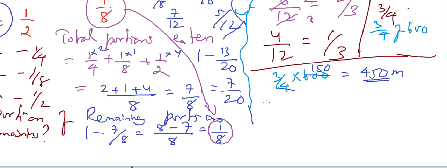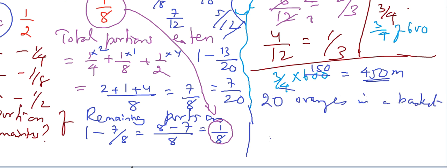Or let's say there are 20 oranges in a basket. Let's say 3/4 of them got sold.